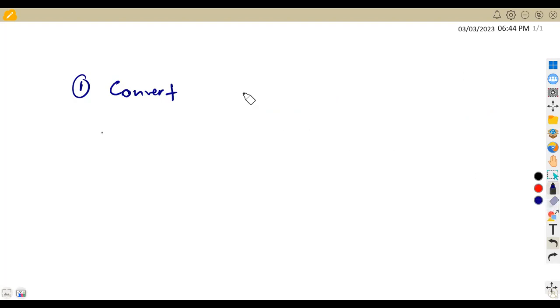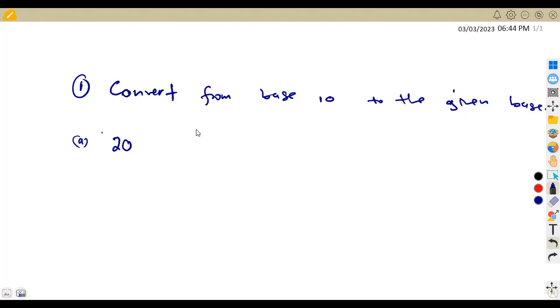Okay. Convert from base 10 to the given base. So we have, let's say, the first one can be 20. If a number is written like that, you must know that it's in base 10. When you are just given 20 like this, you know that it's in base 10, so there's no need for them to write base 10. So we have 20 to base 5.